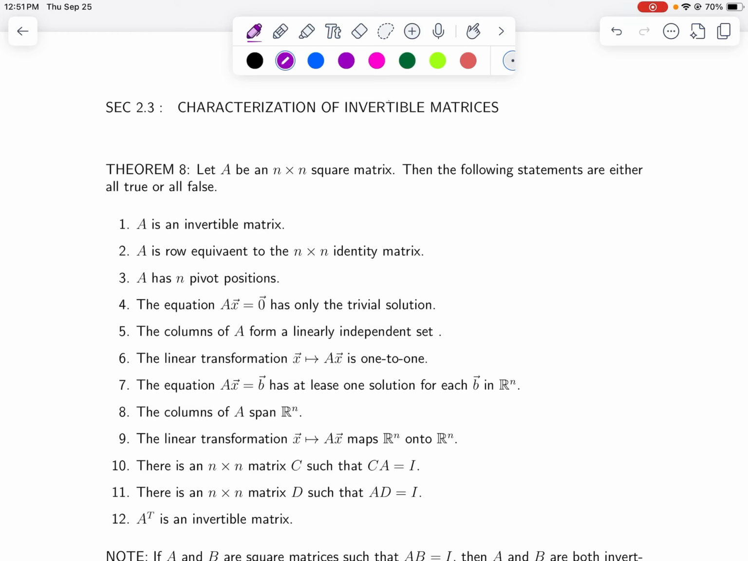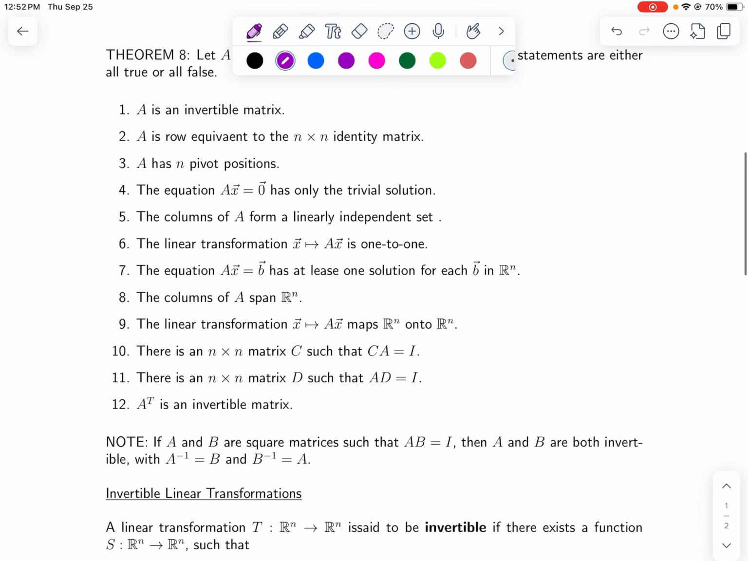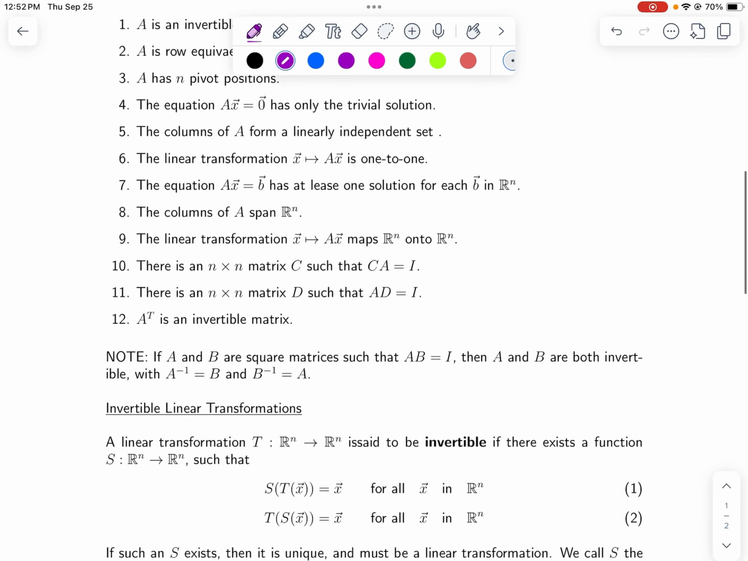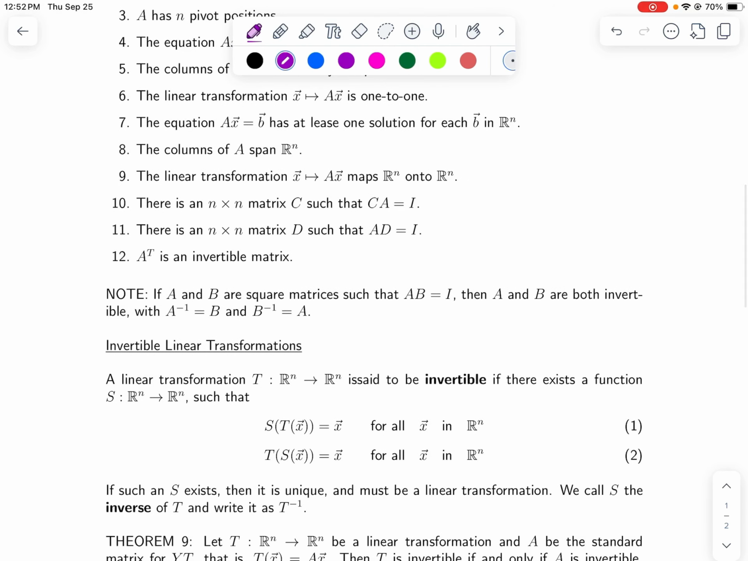or all false. First, A is an invertible matrix. 2, A is row equivalent to the n by n identity matrix. Number 3, A has n pivot positions. 4, the equation Ax equals 0 has only the trivial solution. 5, the columns of A form a linearly independent set. 6, the linear transformation which takes x to Ax, the matrix A times x, is one-to-one.